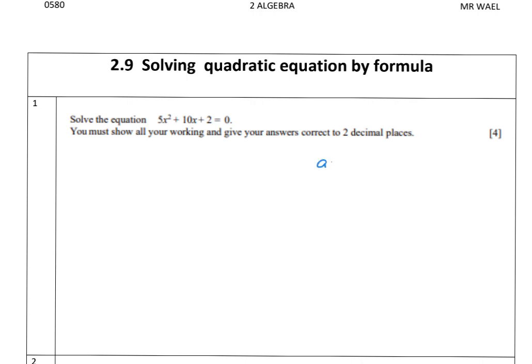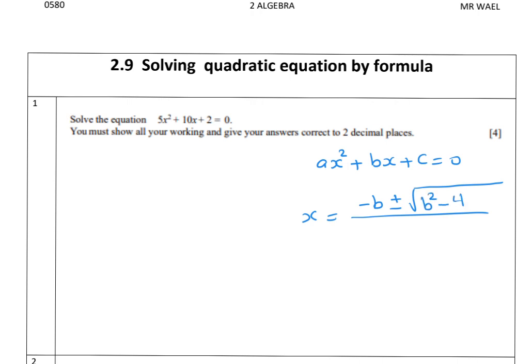In general, if the standard form of the quadratic equation is ax squared plus bx plus c equals 0, then the formula to find x is x equals negative b plus or minus, because we have two solutions, the square root of b squared minus 4ac, over 2a. This formula finds the values for x. We use it if we cannot factorize, but with this general rule we can find x for any quadratic equation.